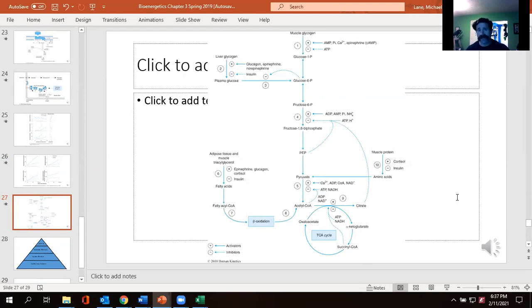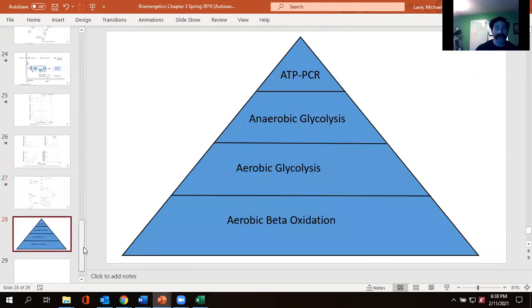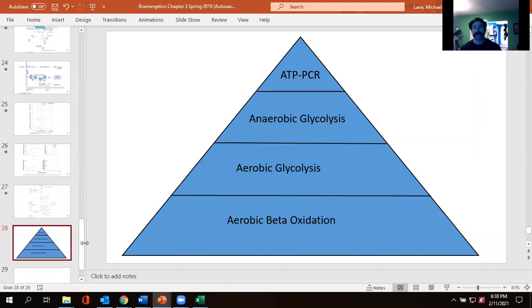This is a key slide to understand, guys, where you're going to see what are the different things that are giving us negative feedback, so slowing it down, or these are going to be activators. So this is going to be telling those cycles to effectively work at a higher rate. So I know I've introduced this to you guys before, but understanding the basic kind of pyramid here of how we're going to utilize one energy system compared to another.